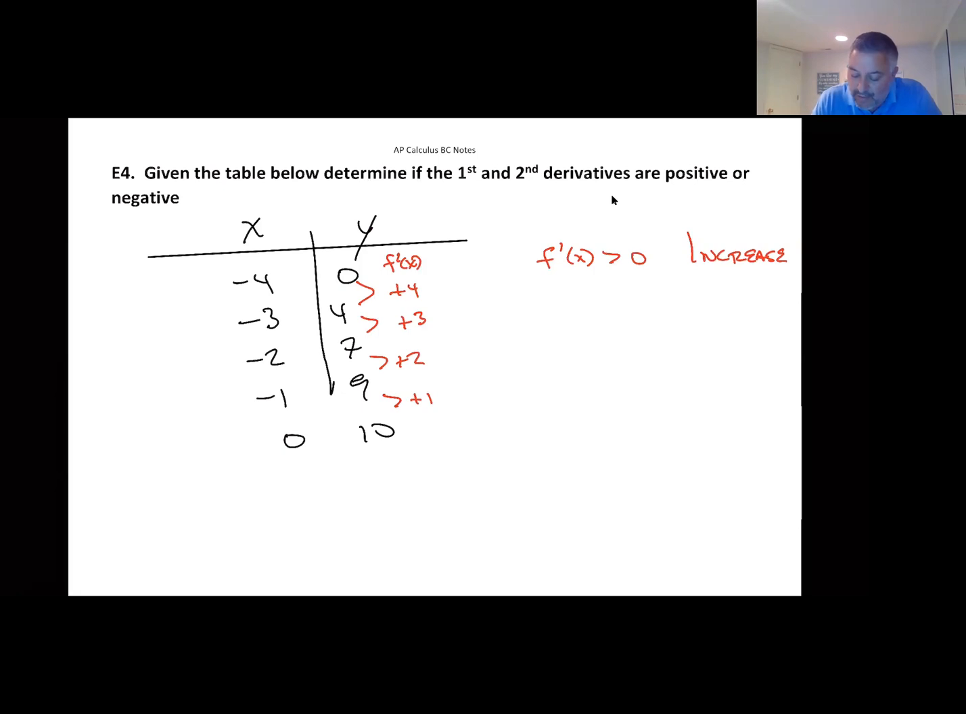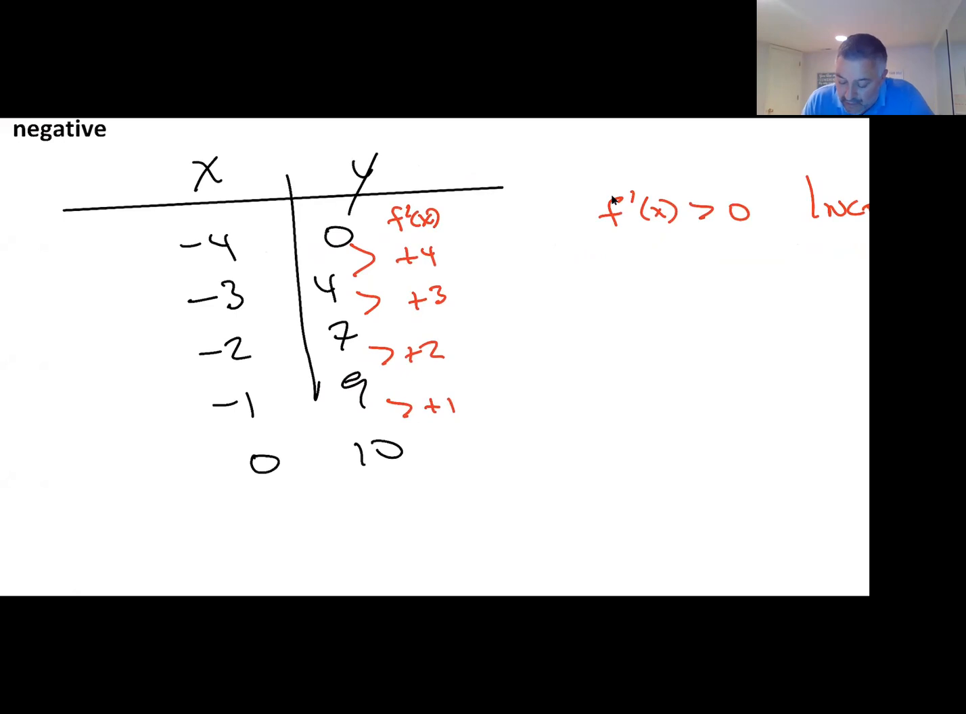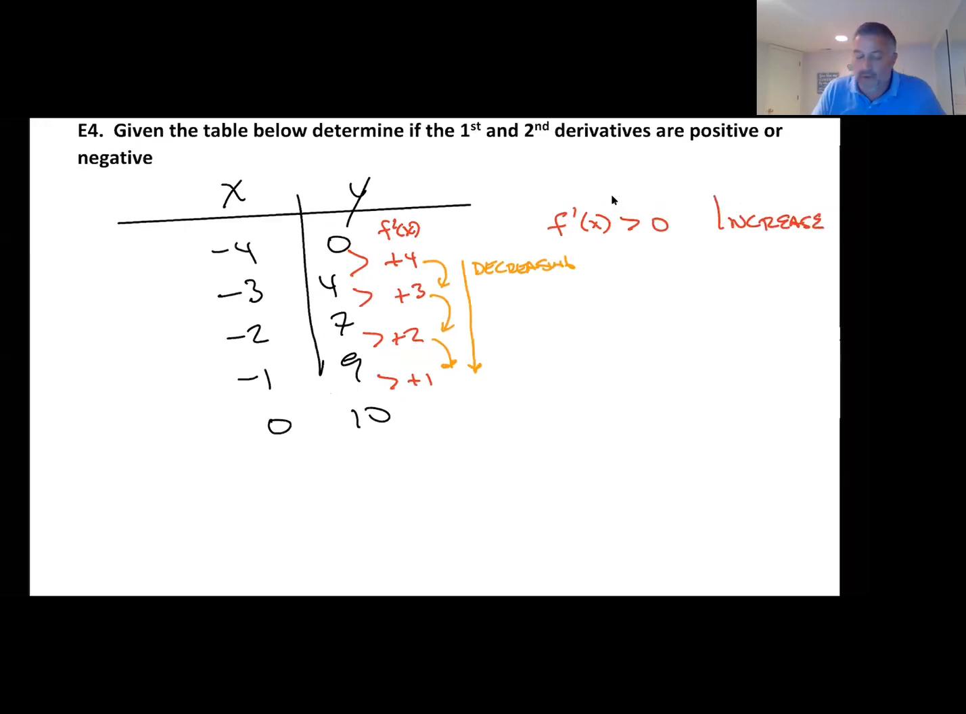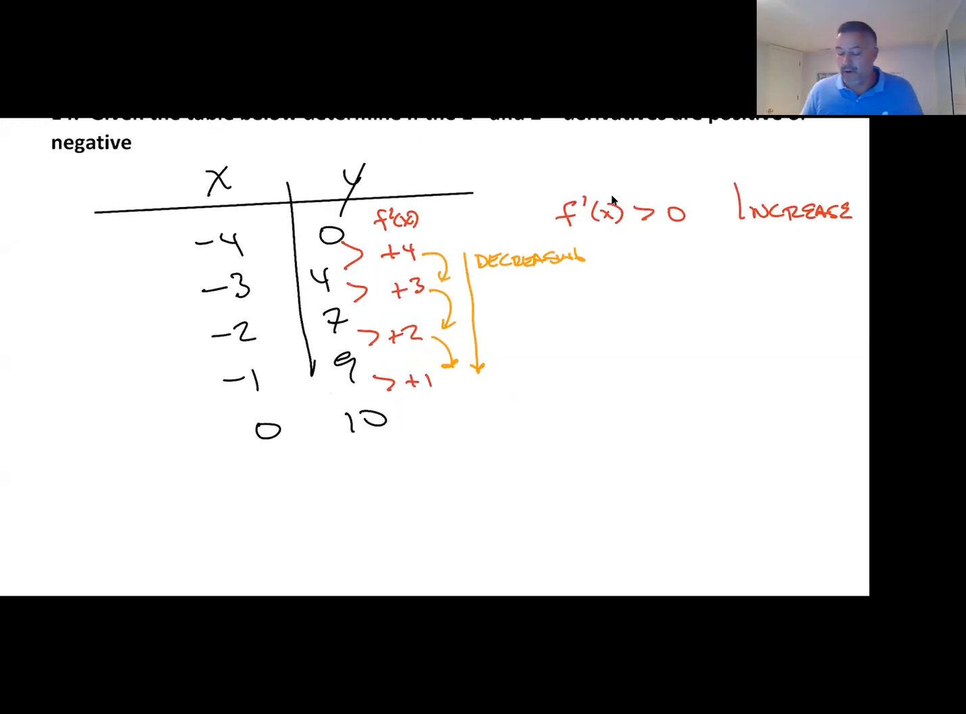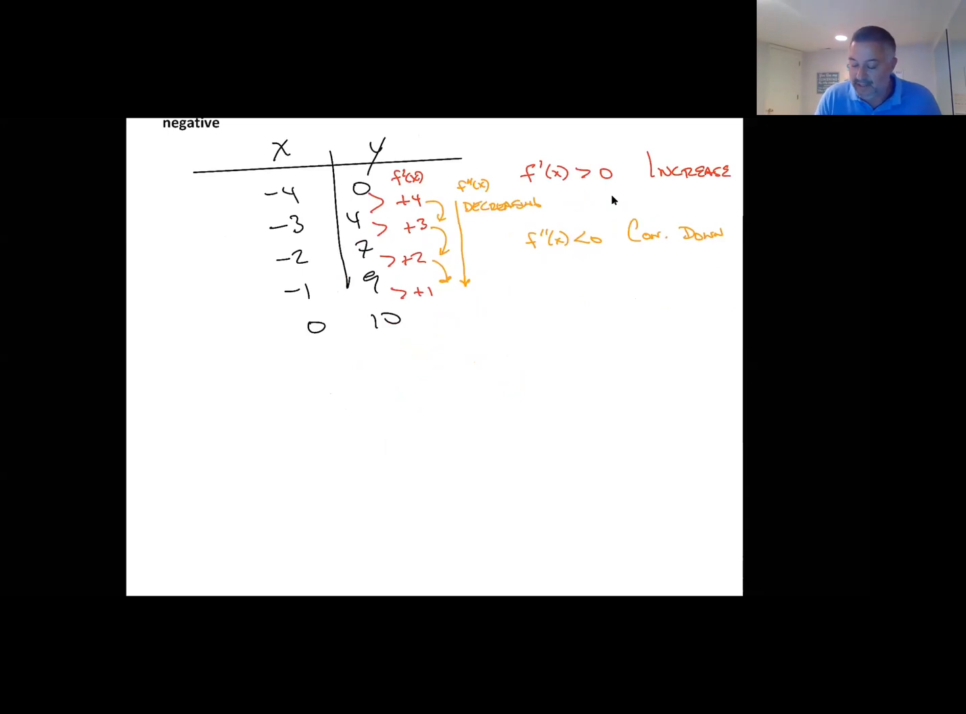When I look at the rate of change of the rate of change, it's going down. My rate of change is decreasing. It's going from 4 to 3 to 2 to 1. This is f double prime of x. F double prime of x is less than 0. I'm concave down.